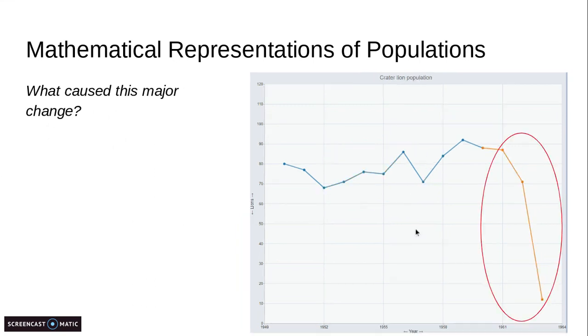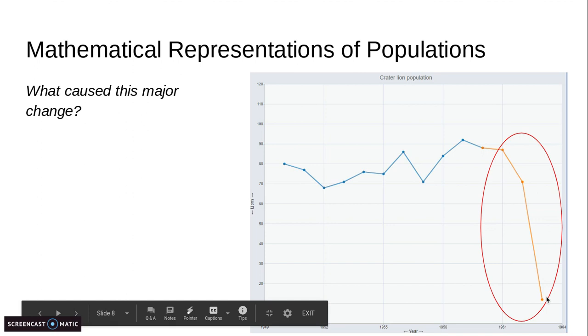However, what about this major change? What caused this major change right after 1962? Pause me while you think about that. Hopefully you said something about, well, there was a lot of rain, and with an increase in rain, there was an increase of flies, which meant there was an increase of sick lions who died. We see this big drop in the population.